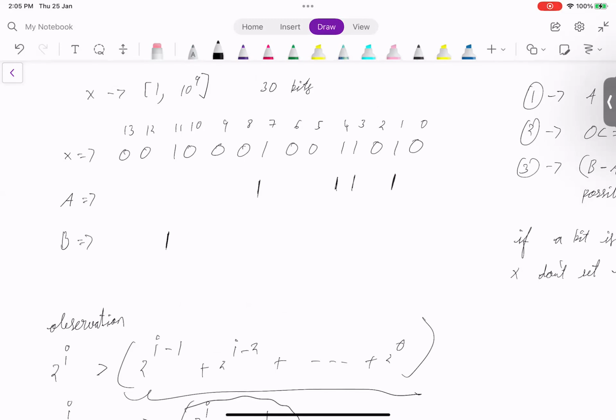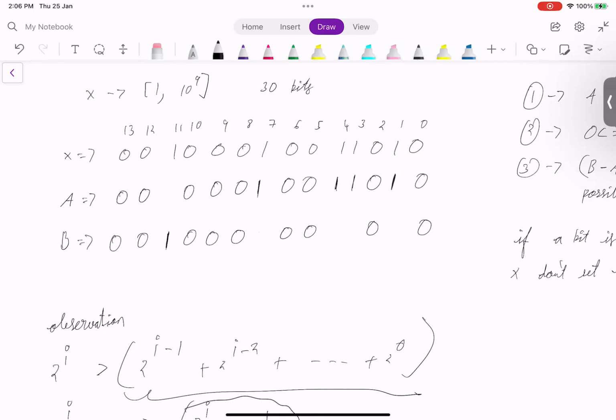And as we discussed, wherever there is a 0 in x, we won't set it in any of them. If some bit is unset, we'll keep it unset only. So all these bits are unset, so we put all these bits as 0 in a and as 0 in b. These are all unset bits in x, so we kept them as 0 only.